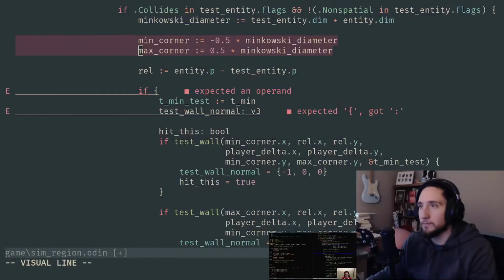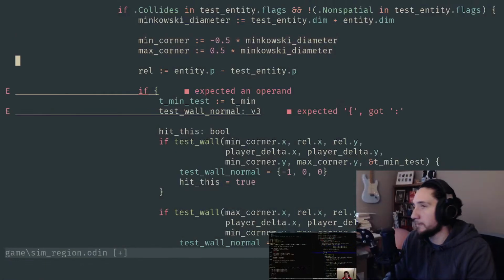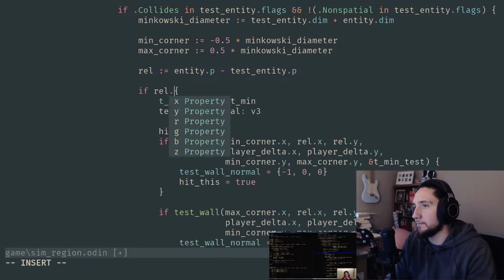So really all we have to do here, very straightforward, we can just take that rel z, and we can say if the relative z is greater than or equal to whatever our min corner z is, and the rel z is less than or equal to whatever our max corner z is.